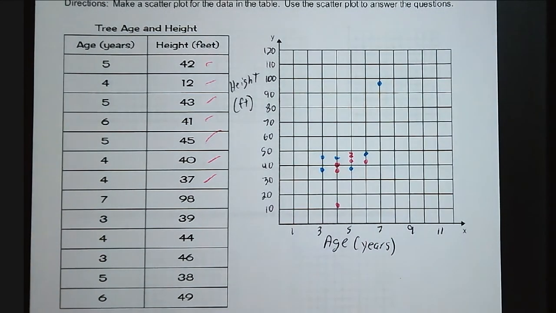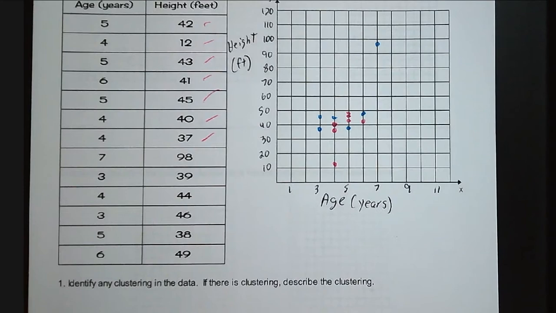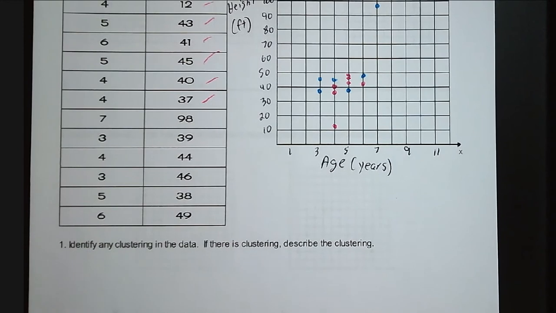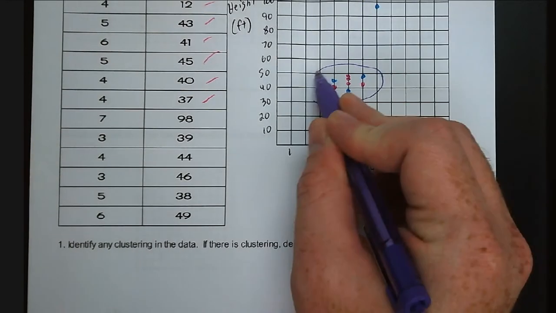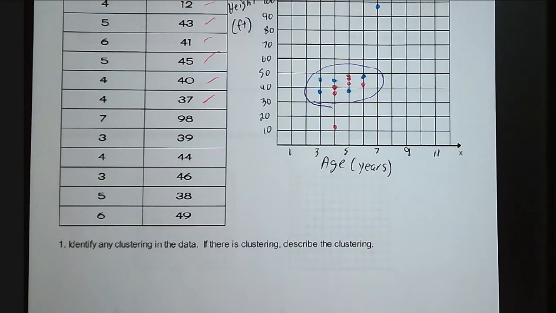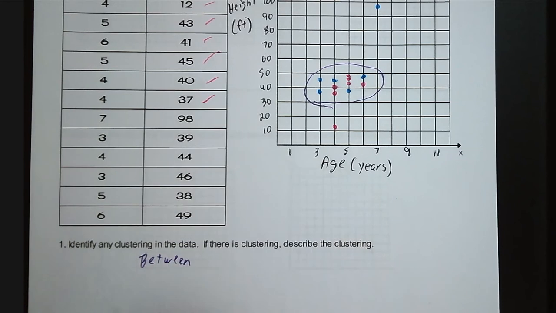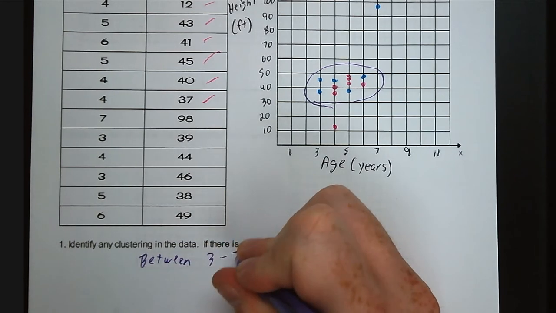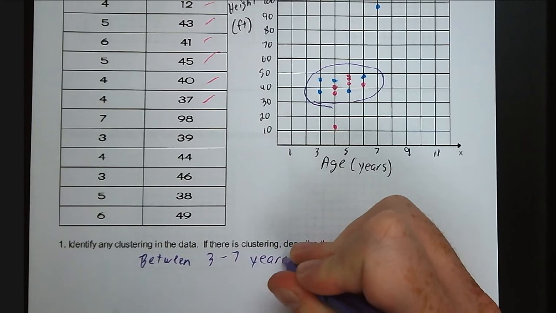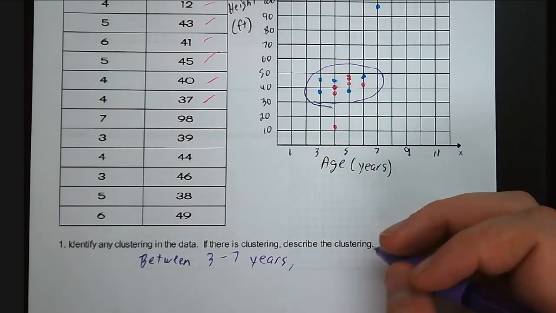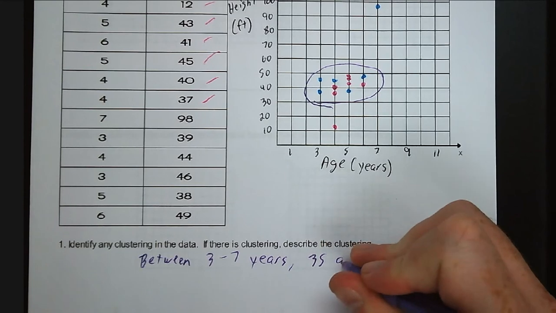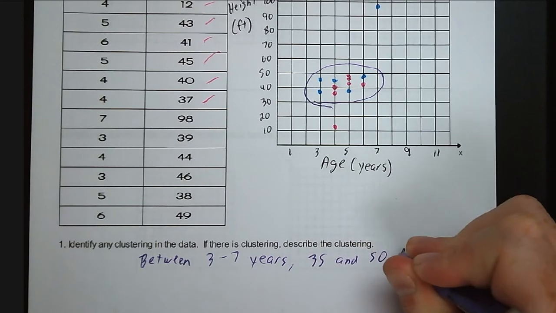So now that I've got all of my data shown there, I need to answer my questions down below. Now the first question is, identify any clustering in the data, and if there is, describe it. So I definitely see there's a pretty good sized cluster right there. So I would say between 3 and 7 years, there's a cluster, and it's also between 35 and 50 feet.